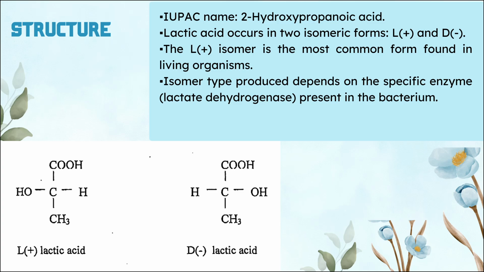This is the structure of lactic acid, and the International Union of Pure and Applied Chemistry name of lactic acid is 2-hydroxypropionic acid. Lactic acid occurs in two isomeric forms, L plus and D minus. The L plus isomer is the most common form found in living microorganisms.